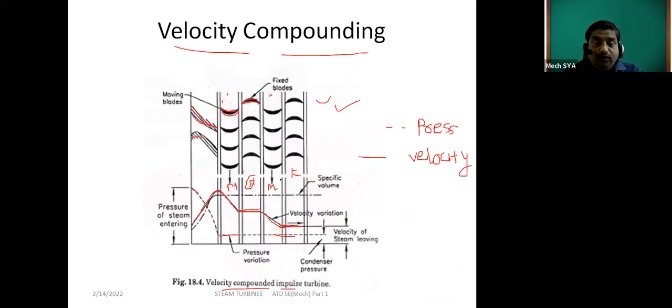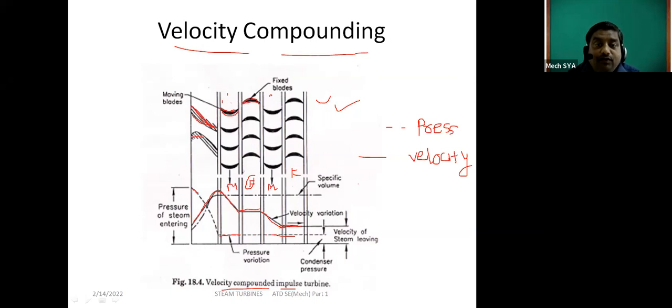So in velocity compounding, what are we doing? Here there is a nozzle. Always remember that this nozzle is acting as a nozzle. Afterward there is a set of moving blades, and fixed blades. In an impulse turbine, the purpose of the fixed blade is only to guide the steam to make the proper impact of the steam jet on the next set of moving blades.